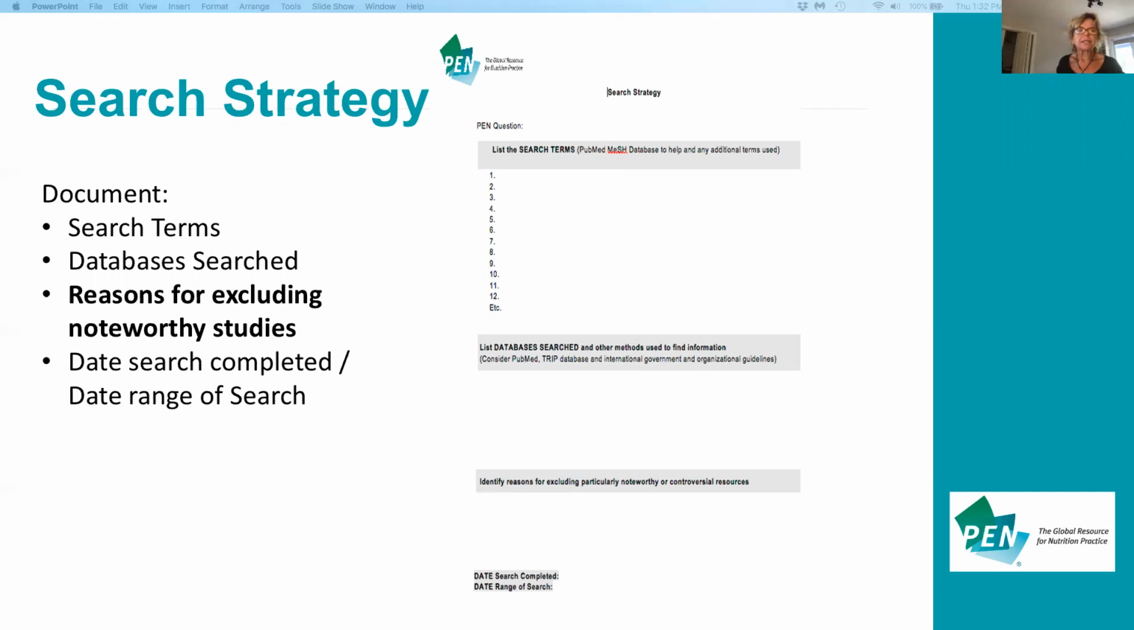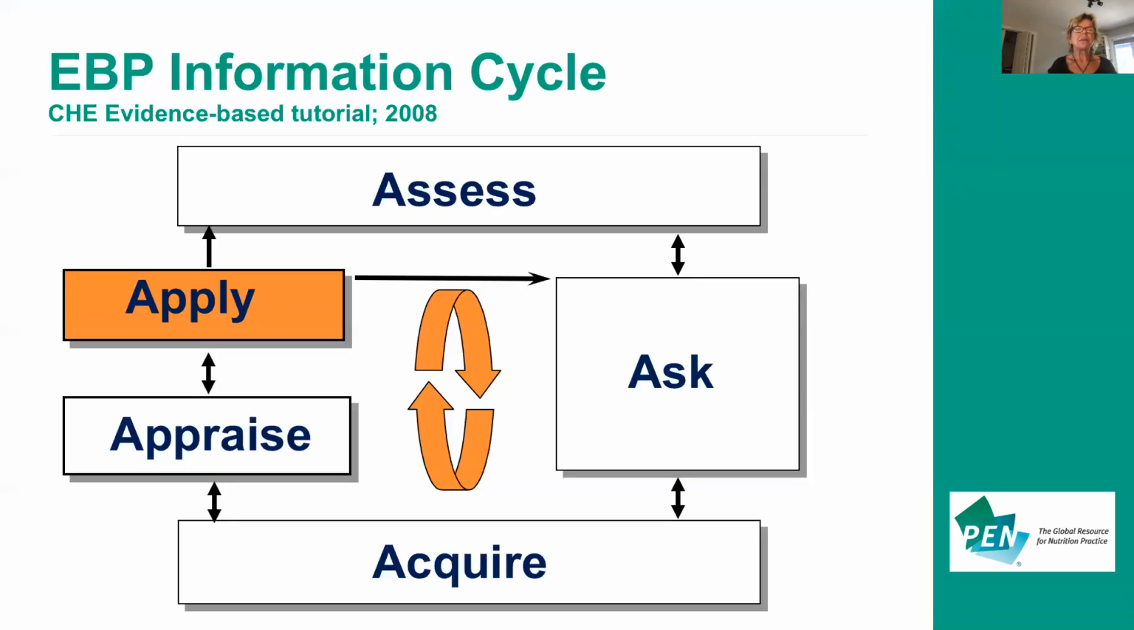And that does bring us to the next part of this webinar, which is really about taking then the evidence that you've identified as the best available evidence and writing it into a PEN question. And so we'll talk about applying what you found in terms of writing the information in PEN and grading the evidence.